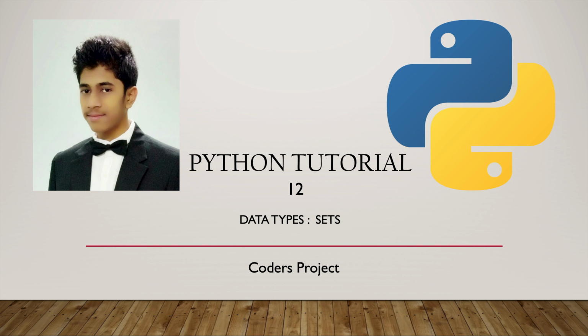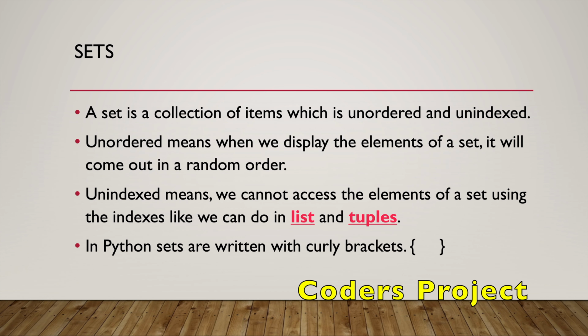Welcome to Coders Project. So in this video we're going to be dealing with what are sets. A set is a collection of items which is unordered and unindexed. What do you mean by unordered? Unordered means when we display the elements of a set, it will come out in random order. And unindexed means we cannot access the elements of a set using the indexes like we can do in lists and tuples. In Python, sets are written with curly brackets.